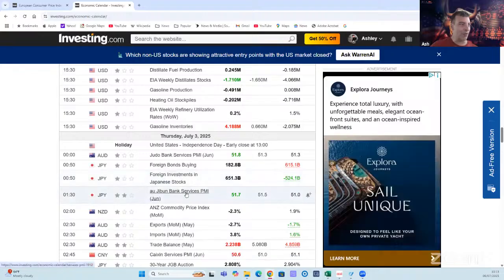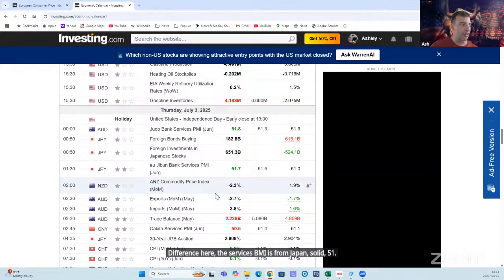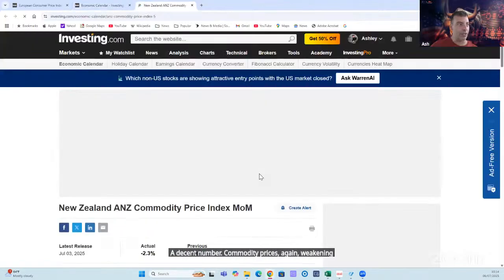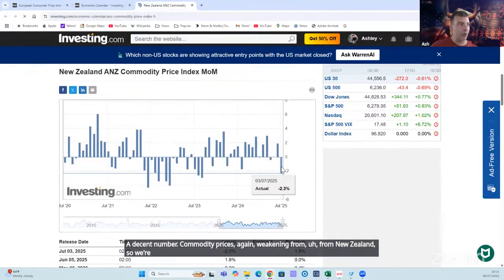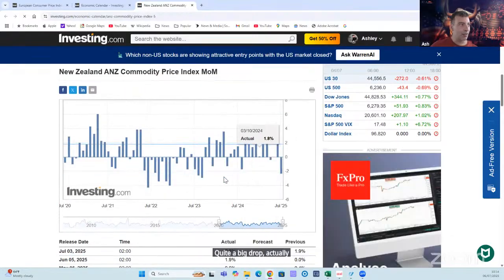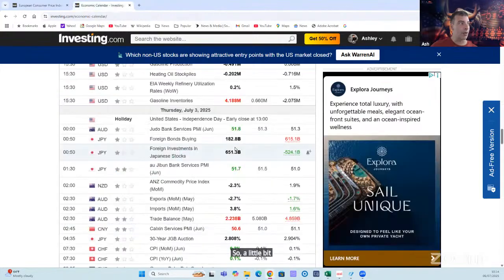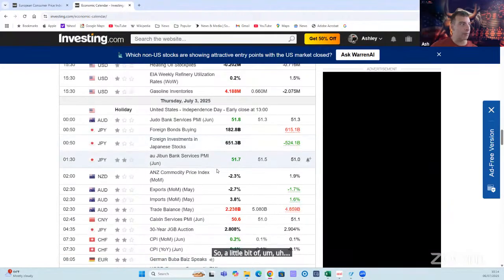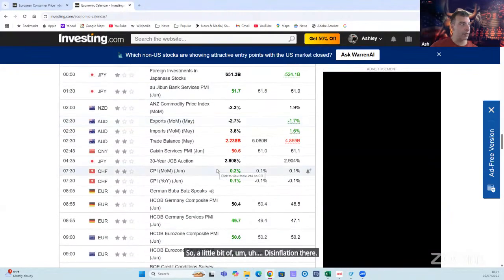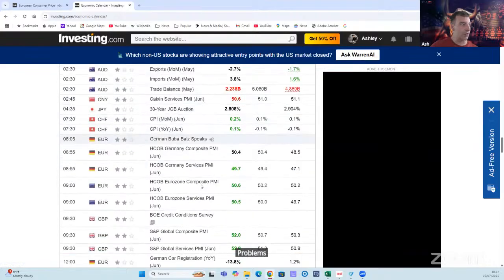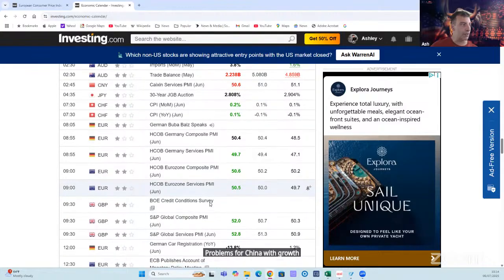Difference here with the services PMIs from Japan, solid, 51.7. So that's a decent number. Commodity prices, again, weakening from New Zealand. So we're still focusing on that. Quite a big drop, actually. Not seen this type of drop since 2023. So a little bit of disinflation there. Problems for China with growth. This is relatively stable.